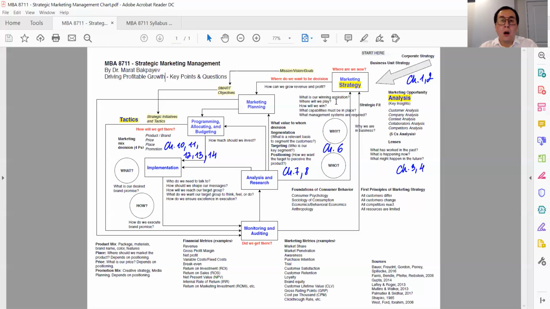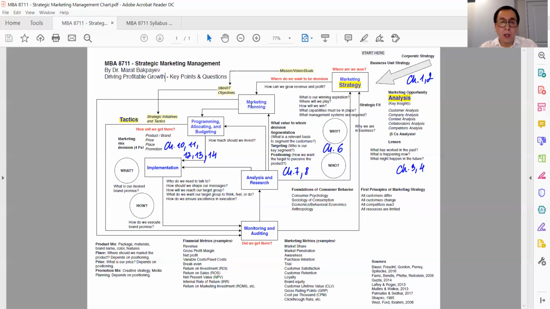And then you're deciding on what is going to be your strategy, because customers are different, all customers differ, all customers change, all competitors react, and all the resources are limited. And because of that, you need to develop a big picture strategic approach towards the decisions that you will be implementing later on. So here you're looking into the strategy, and a lot of the strategic decisions are figuring out who's going to be your segment, who's going to be your target, what's going to be your positioning, and then identifying the why and who of the business, right?